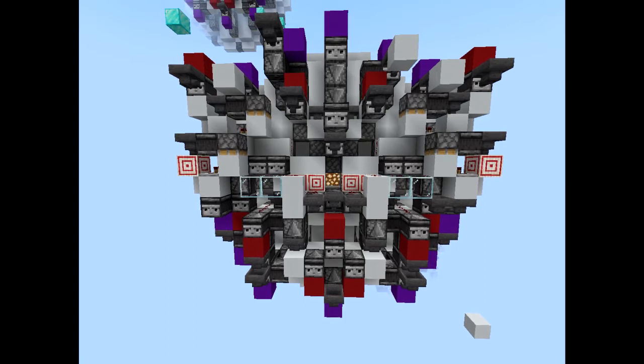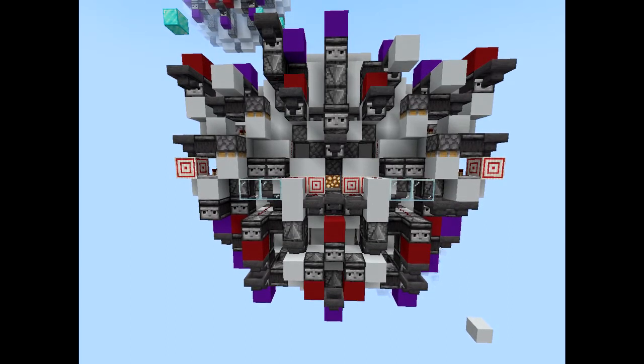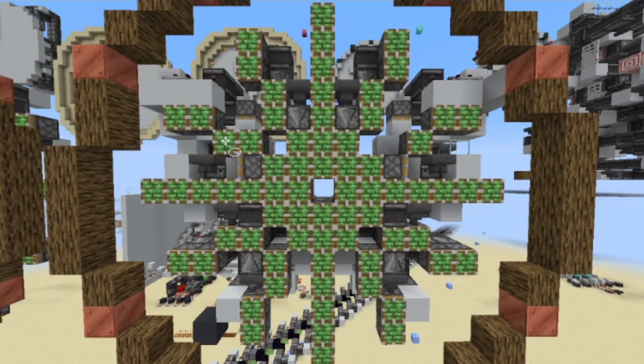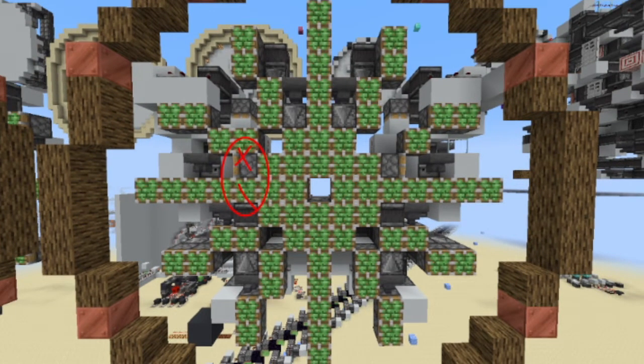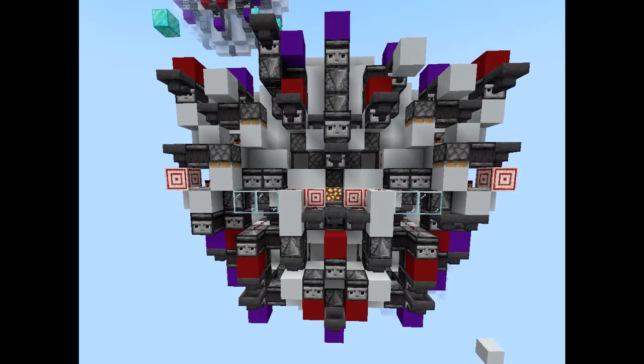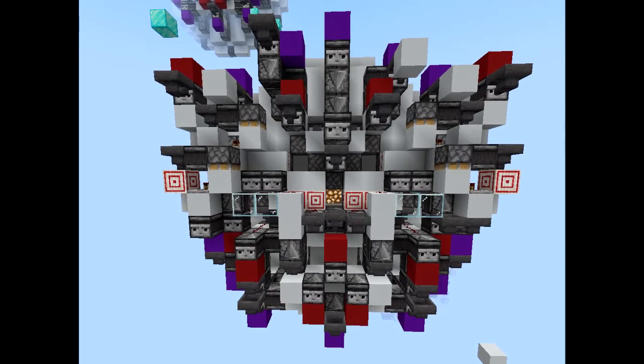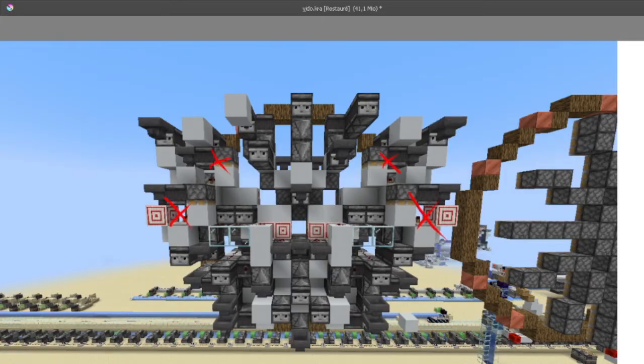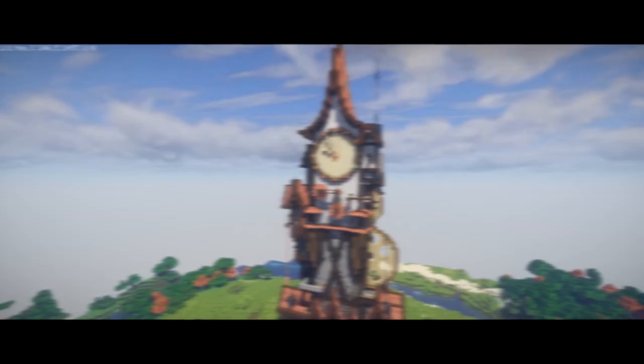The rest of the display is basically using normal powering and zero ticking and quasi-connectivity, like here, where I powered this piston in this side in order to activate this one. And after a lot of head scratching, I managed to fit 12 inputs for the hours and 12 others for the minute. You can see here the zero tick generators and the inputs around the clock.